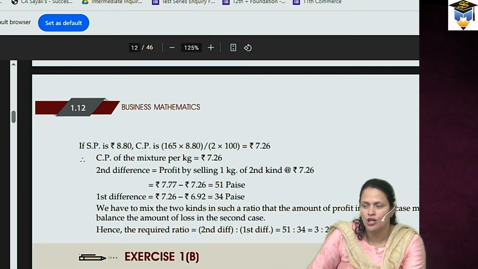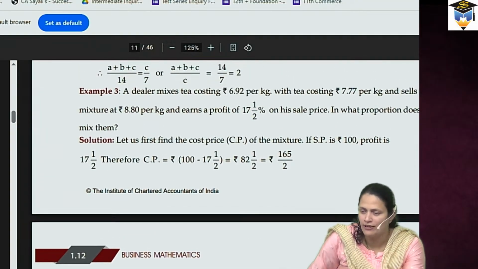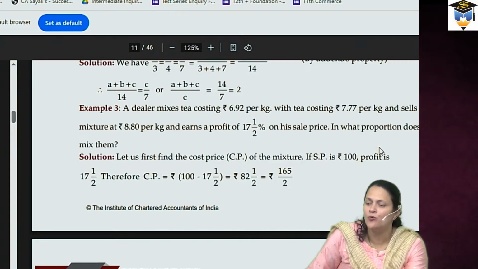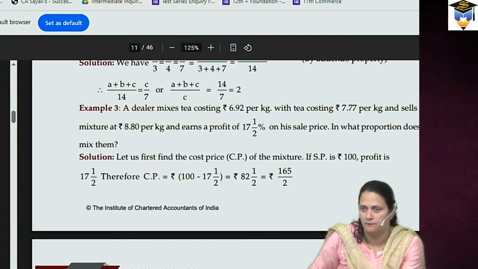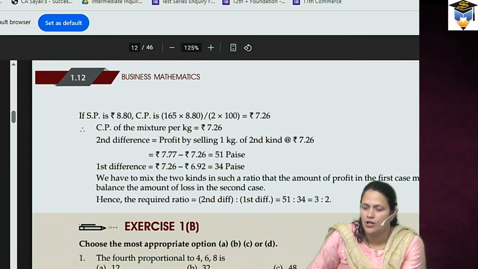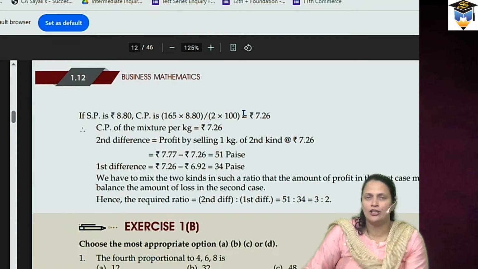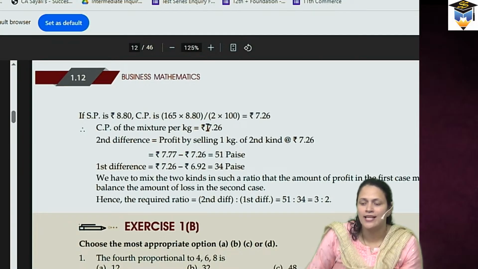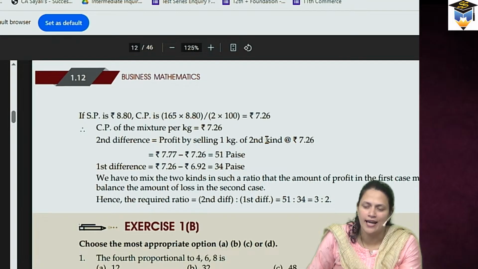Now see, this is not the only thing which we need to do. What we have done is found out the cost price. But the question that is asked is, in what proportion does he mix them? So see, first difference: they found out that the value of CP was 7.26 after calculating. Now the second difference is what? Profit by selling 1 kg of the second kind at rupees 7.26.